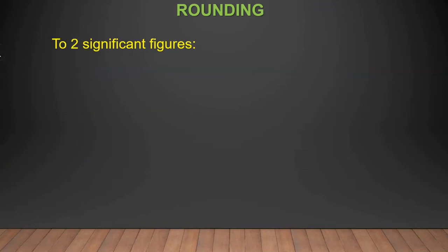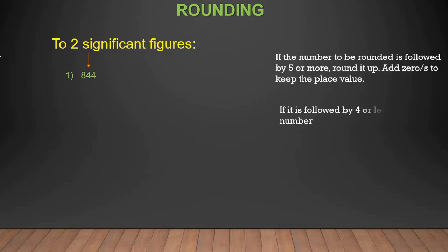Next, we're going to round off to two significant figures. First one, we have 844. The second significant figure is 4, and it is followed by a 4, which is less than 5. So the rule says we're going to keep the number 4. So we're going to have 840. 42.64. The second significant figure is 2 and is followed by 6, which is greater than 5. So we're going to round up 2 to make it 43.